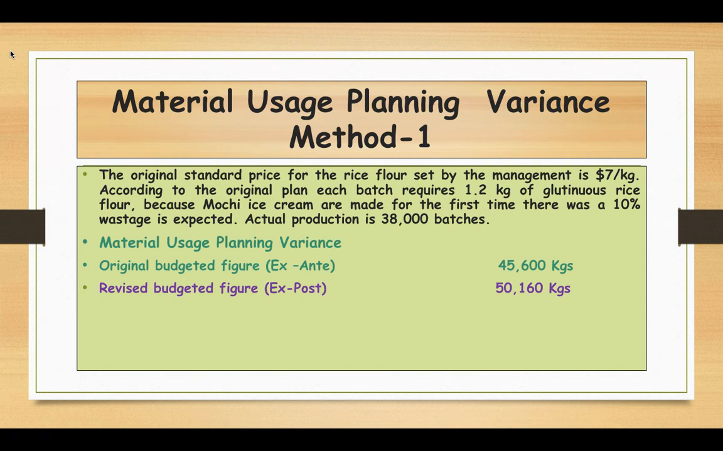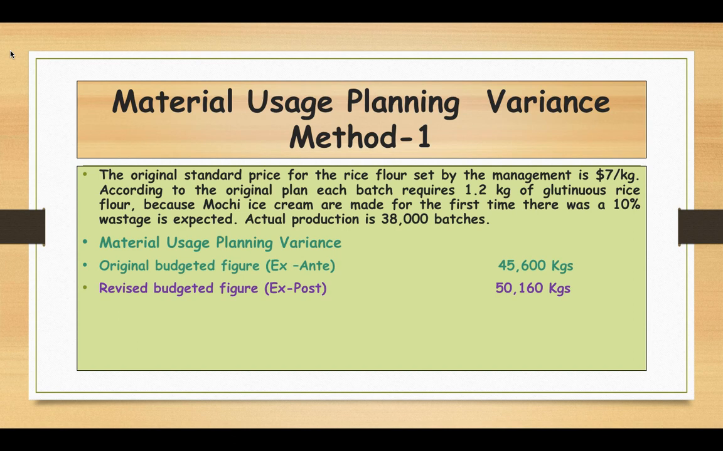So the revised budgeted figure, which is the ex-post figure, is 38,000 batches they produced times 1.2 kilograms. Then we've got to add the 10% wastage, so we times by 1.1. So you get 50,160 kgs.